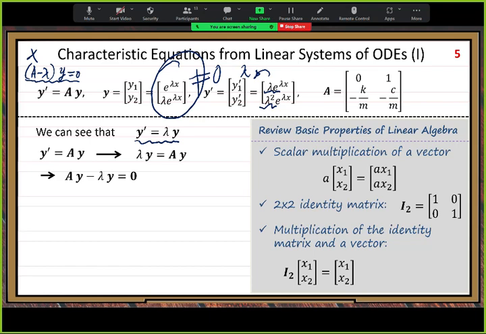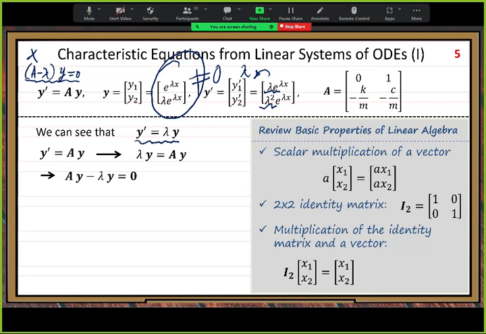If you just use your intuition, you factor y out, what's left? The reason is, why is this way out? Lambda is a scalar, right? It's a number. A is a 2 by 2 matrix. They have different structure. How can you use a 2 by 2 matrix to minus a scalar number?